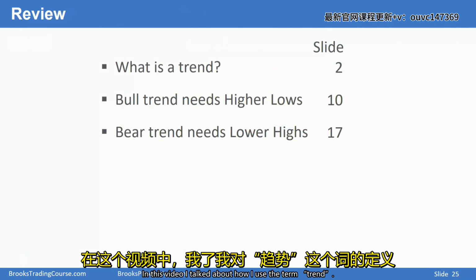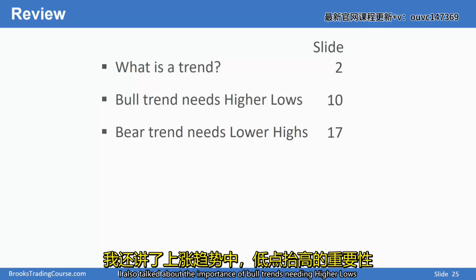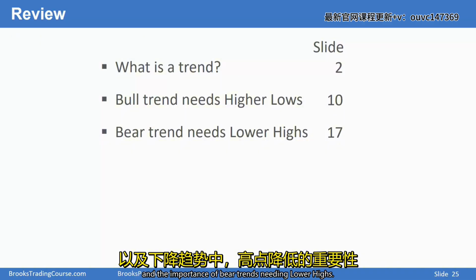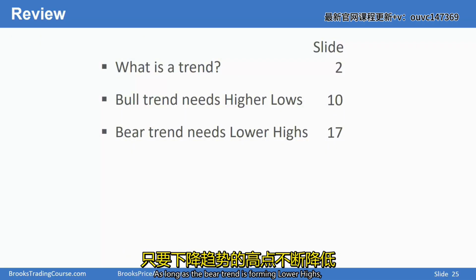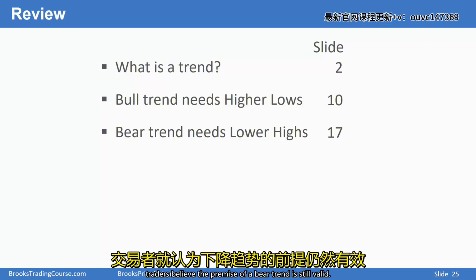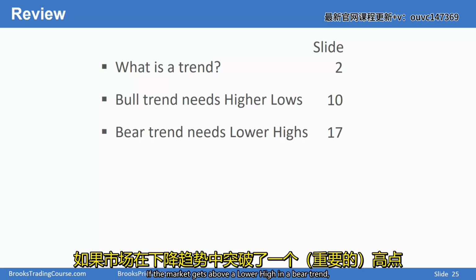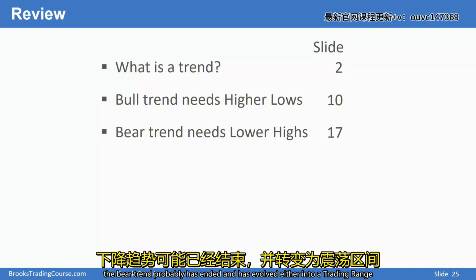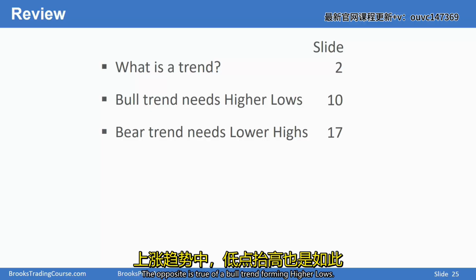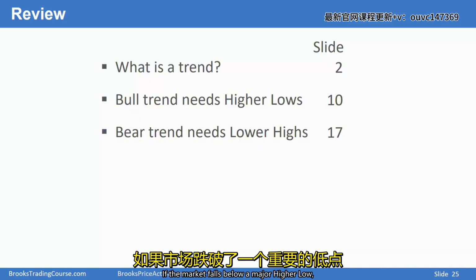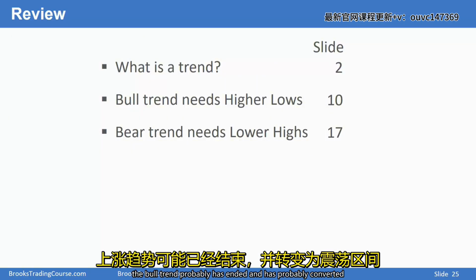In this video, I talked about how I use the term trend. I also talked about the importance of bull trends needing higher lows and the importance of bear trends needing lower highs. As long as a bear trend is forming lower highs, traders believe the premise of a bear trend is still valid. If the market gets above a lower high in a bear trend, the bear trend probably has ended and has evolved either into a trading range or, less likely, a bull trend. And the opposite is true of a bull trend forming higher lows. If the market falls below a major higher low, the bull trend probably has ended and has probably converted into a trading range.